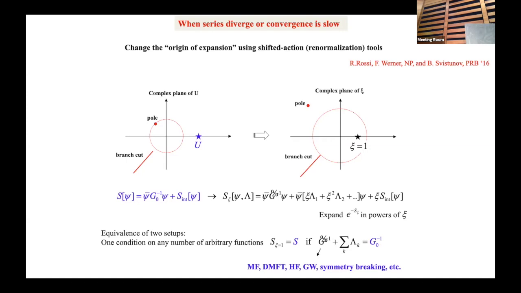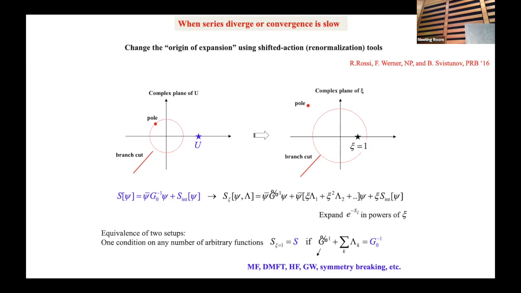But once you know it, you say, okay, is it possible that I rewrite my action in some way? So actually, I don't do the expansion from this point. I do an expansion from something which is closer to the final solution. And the answer is yes, it's possible. Typically, you have to change the expansion parameter. You will not expand in the coupling constant. You will expand in the auxiliary parameter psi.